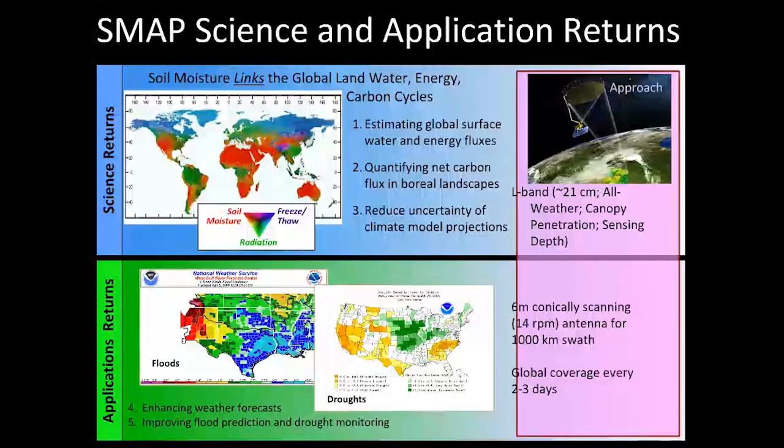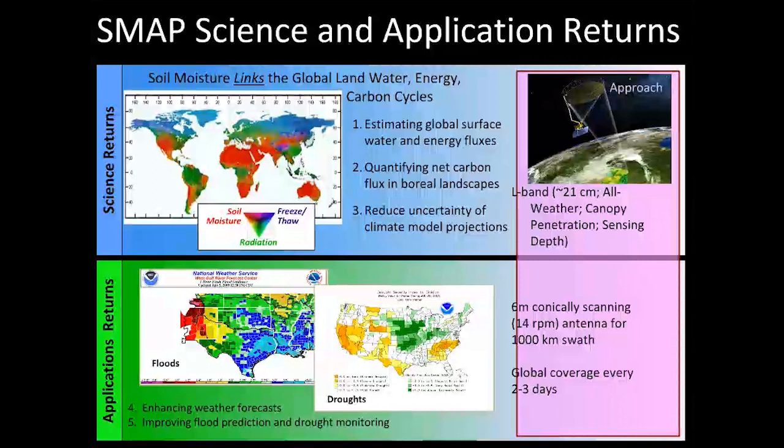SMAP has very specific scientific goals. Each mission from NASA is required to have very clear scientific objectives, and so SMAP specifically has promised to link water, energy, and carbon through the estimation of global surface water and land fluxes and energy fluxes. Its use of microwave data for soil moisture observations is going to quantify net carbon fluxes in boreal landscapes and reduce the uncertainty of climate model projections.